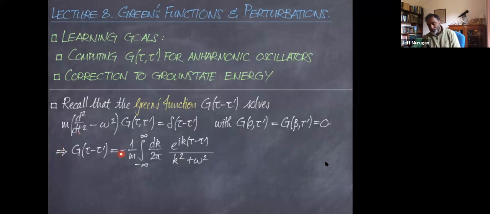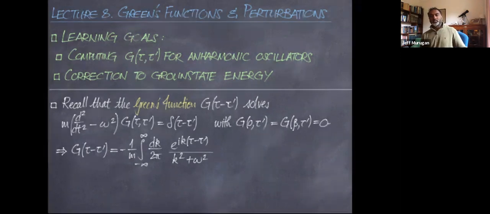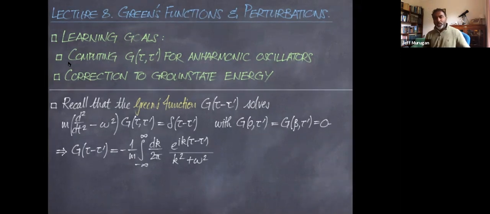You get an expression for G of K. You then use an inverse Fourier transform to write down an integral representation for the Green's function. So all of this should be familiar. If it's not familiar, I'd advise you to quickly revise how to solve differential equations using the method of Green's functions.